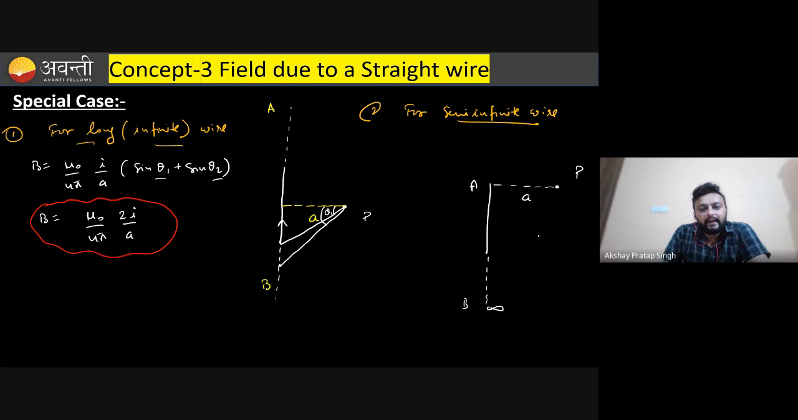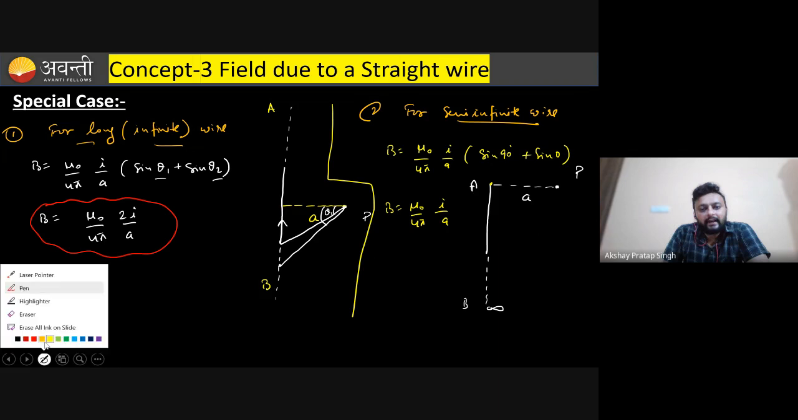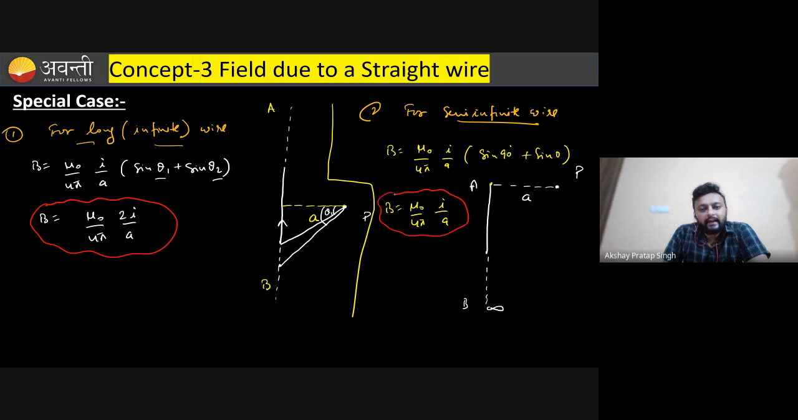Again, if I write the magnetic field in this case, B is equal to mu naught over 4 pi, I by A, into sine theta 1 plus sine theta 2. This angle is 90 degrees, so one angle is 90. And for the other angle, this point A makes zero angle, plus sine 0. So the final result is mu naught over 4 pi, I by A. This is the final result for a semi-infinite wire. Now I think something is getting cleared in your mind.